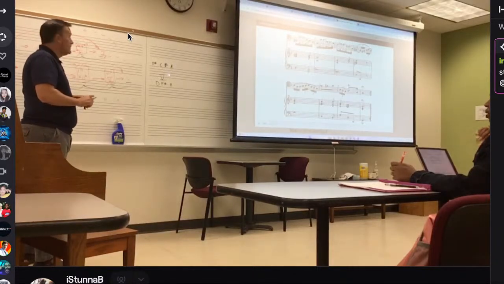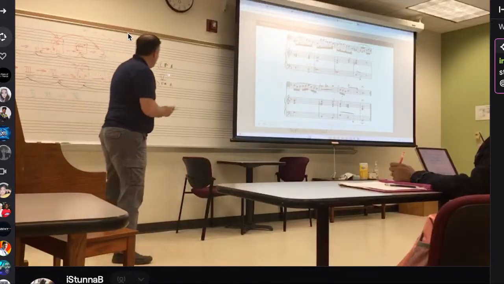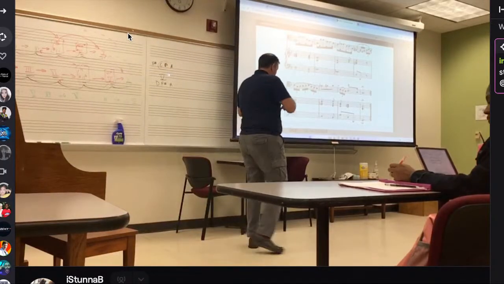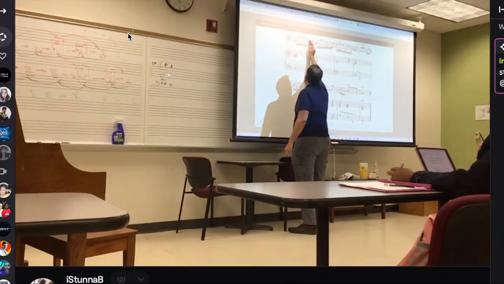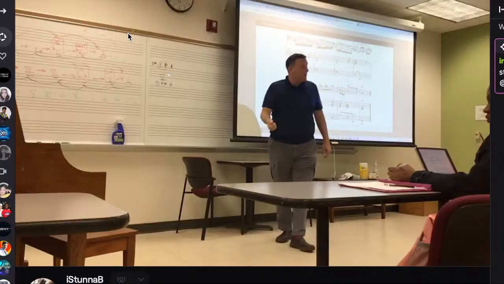C and B flat. The C and the B flat, right? The F sharp and the A are chord tones. So the way we would mark that, if we were analyzing this, you'd circle the chord tones individually, and then we would mark what type of non-chord tones they are.